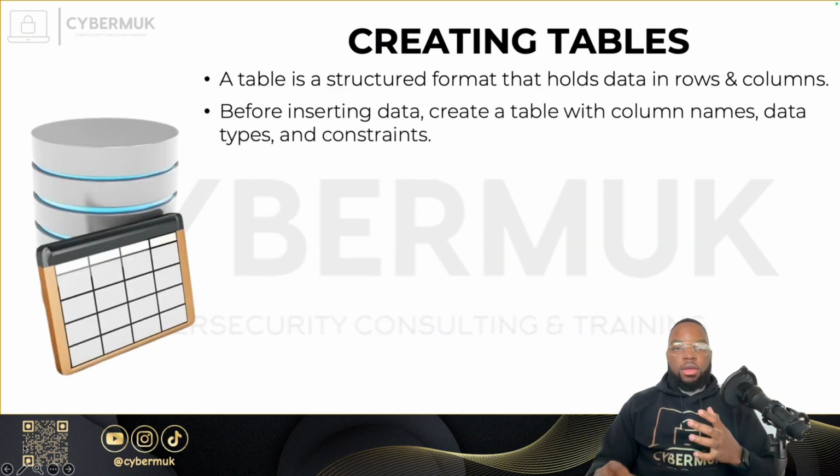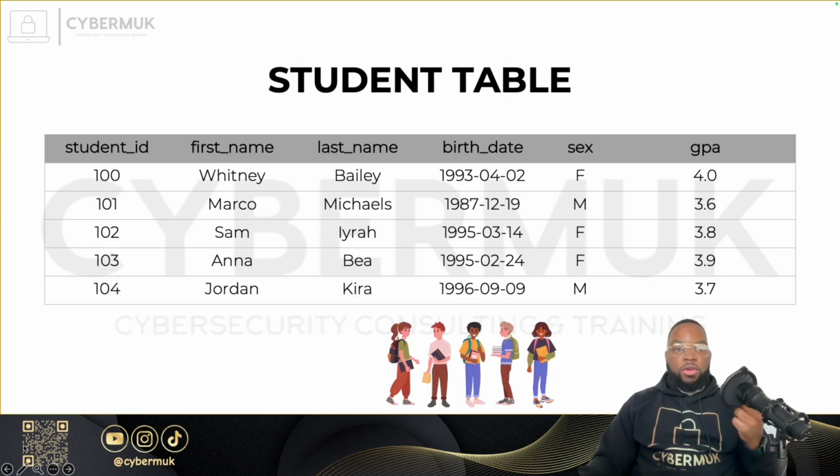So before inserting data, you want to create a table with column names, data types, and constraints. So we will talk about data types. What is a data type? What type of data do you put in the first name column? Text, right? What type of data do you put in the student ID column? Numbers, right? What type of data do you put in the GPA column? Decimals. In the birthday column, dates. So that's where we talk about data types.